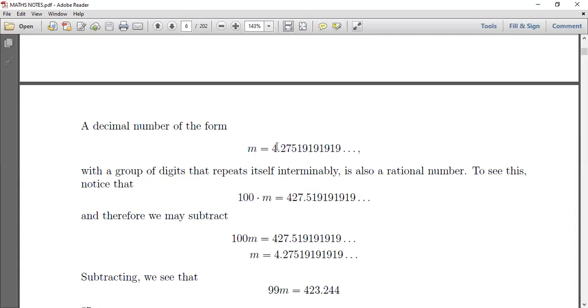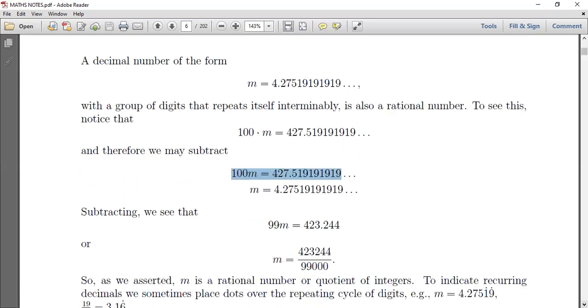So if I multiply this by 100, this side I'll get 100M. This side I get 42751, okay, the comma was here. I get 427,5191919. So this is 100M now. Then I'm multiplying by 100.